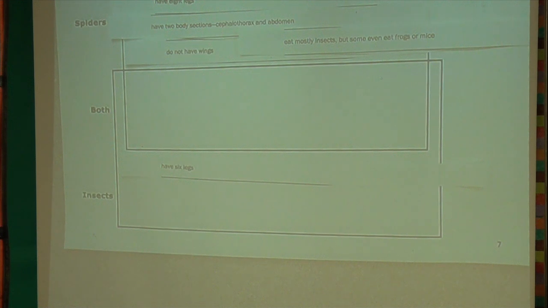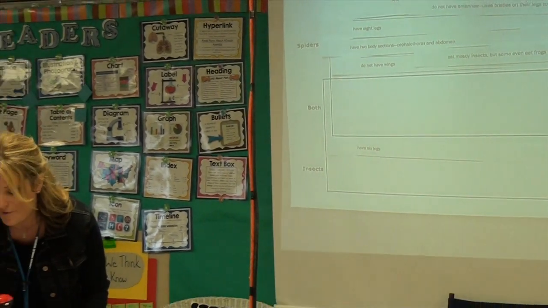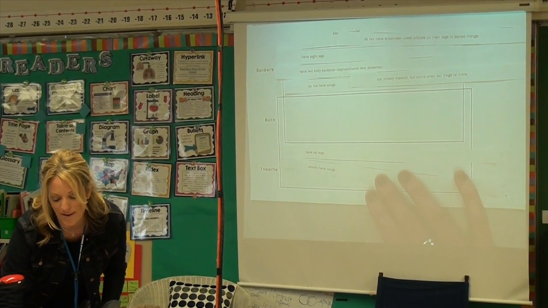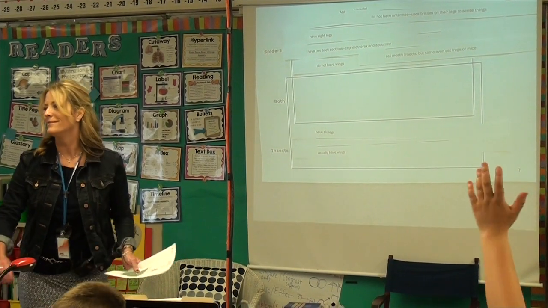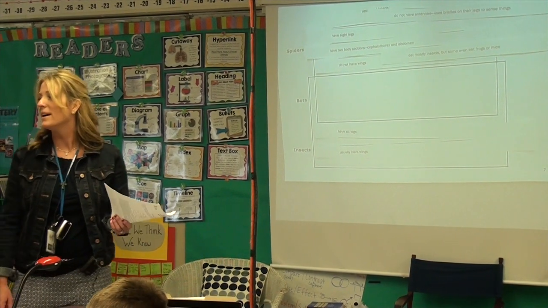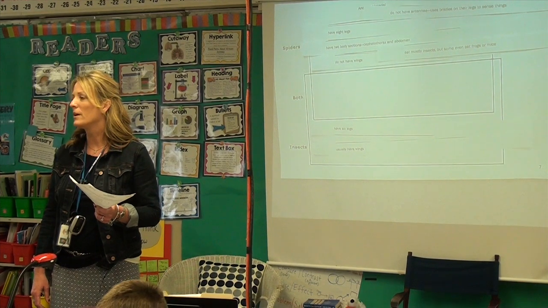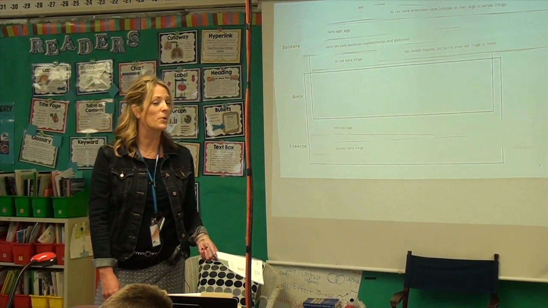What else do you know about insects? Reed. Usually have wings. They usually have wings. What's the key word in that? Usually have wings. What's the key word, Evelyn? Usually. Why is that a key word to think about? Because not all insects have wings. Right. They're not saying all of them. They're saying they usually do.